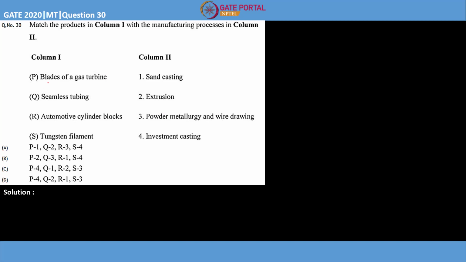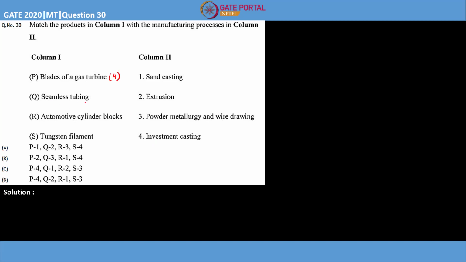So the first part is blades of gas turbine. Blades of gas turbine are basically made by investment casting, because they are exposed to very high temperature, and they require very good surface finish as well as good creep and fatigue properties. So in order to achieve that property as well as the service requirements, the blades of gas turbine are made by investment casting. So the option for P will be option 4.